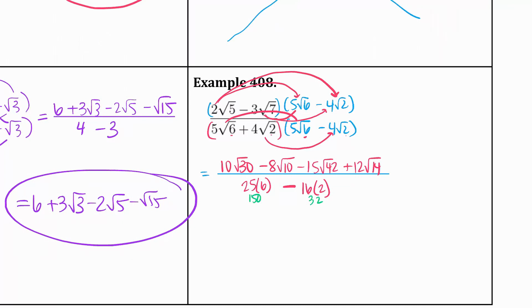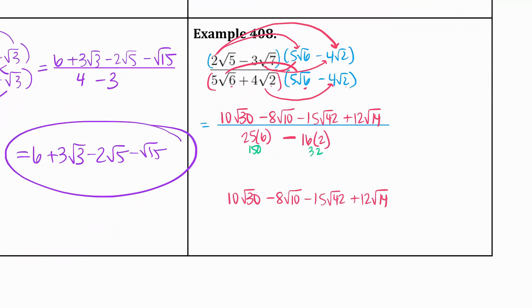So if we simplify this, our top is going to stay the same. I'm just going to copy and paste this, save me a little bit of time. And then our denominator, 150 minus 32 gives me 118. We have to check a lot of numbers here, to see if there's anything that 10, 8, negative 15, 12, and 118 can all be divided by. In this case, there's not, so we just stop right there.